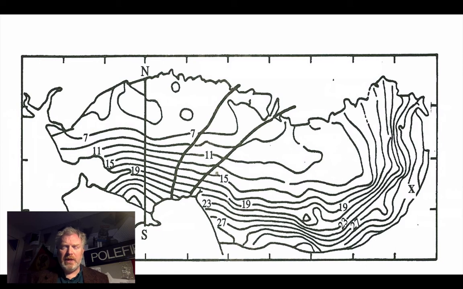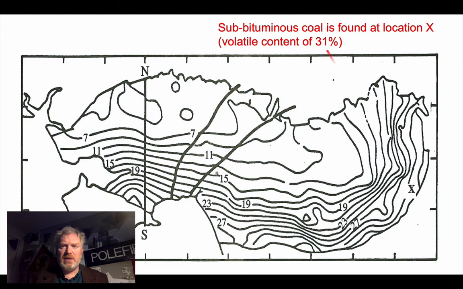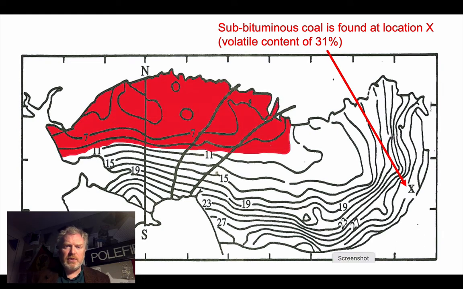If we look at a map here, looking at the volatile content for one particular coal seam, we can see their location X has a content of about 31%, so that's going to be a subbituminous coal. And if we look at where the anthracite will be found, as we've said, we've already identified it in the north there. We can identify an area there somewhere between the 9 and 11% isovol, and we can shade that area in to the north of it.